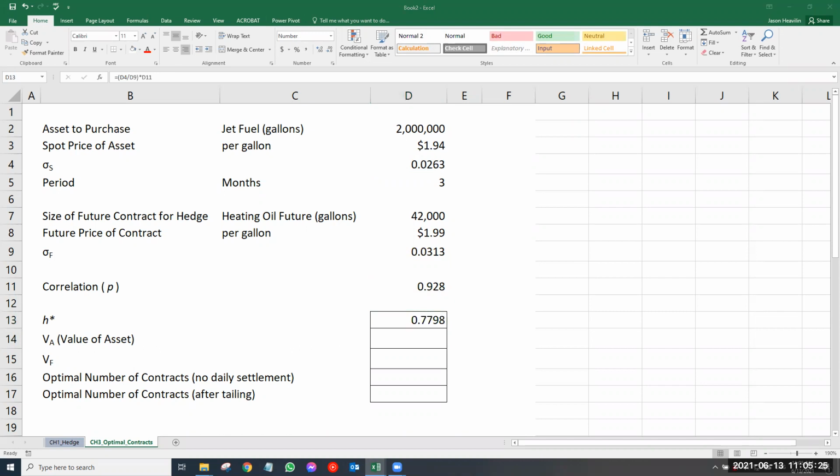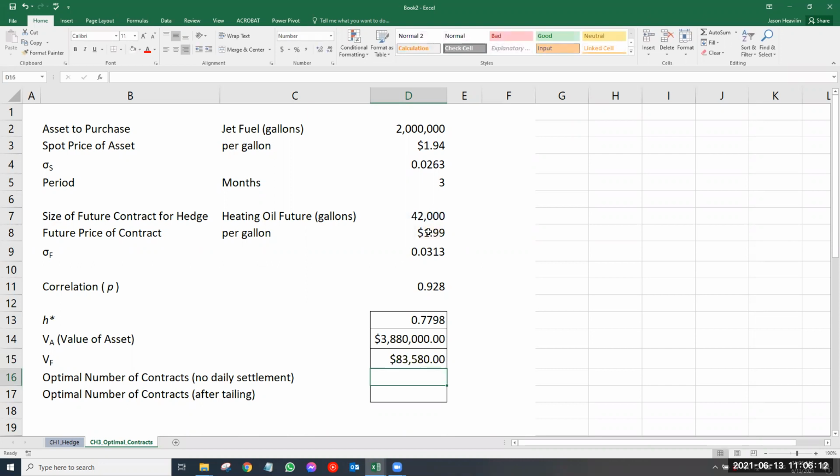Now let's get some other numbers in play here. Let's start with the value of the asset right now, which is 2 million gallons times the current price, or the spot price. So that's how much it will be to buy that right now. Now let's check the value of one future contract. That one is the price of the future contract times the units, or the gallons in this case. So we start with the gallons times the price on the future contract, and that is the value of the future contract.